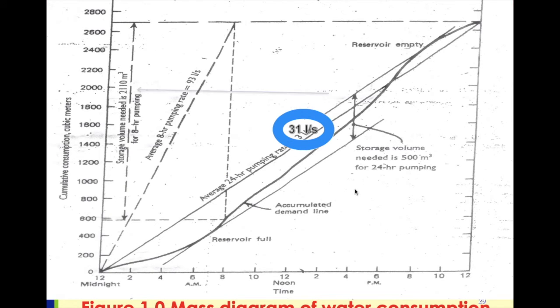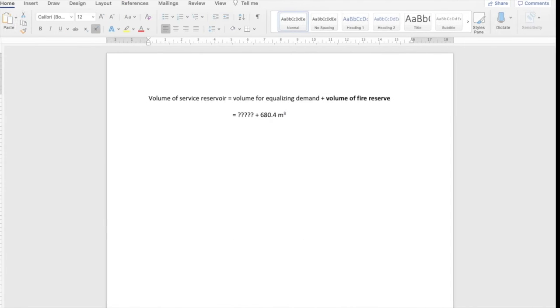Alright, so we look at the volume. At the maximum tangent, this one is 1900 meter cube. And at another point, at the minimum tangent, we can see that the value is 1400 meter cube. So 1900 minus 1400 is equal to 500 meter cube. Let's write it down.